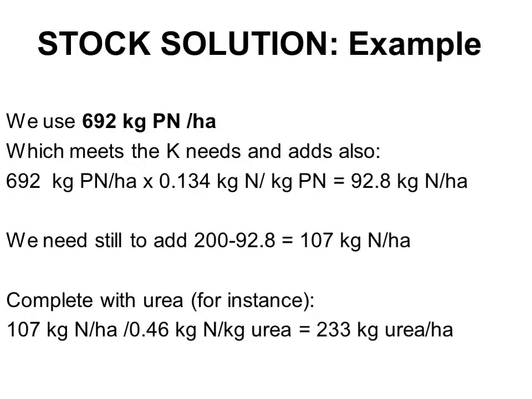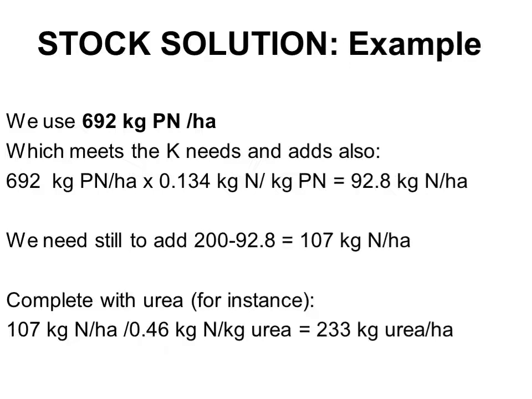We take 692, and with 692 we are applying, we multiply by the concentration of nitrogen in this product, and we are applying 92.8 kilograms of nitrogen per hectare. So applying 692, we are meeting the whole demand of potassium, right? And we are meeting part of the demand of nitrogen. Now we will need some more nitrogen.